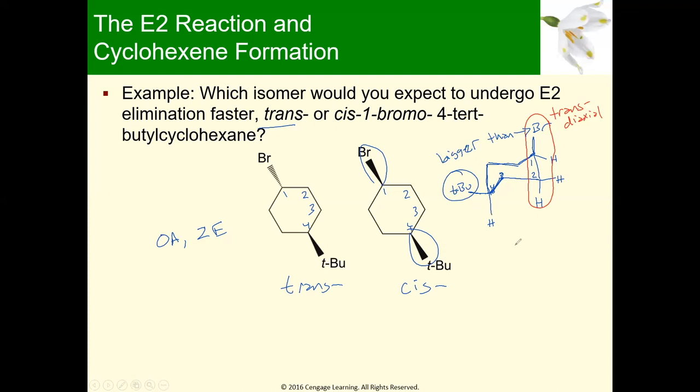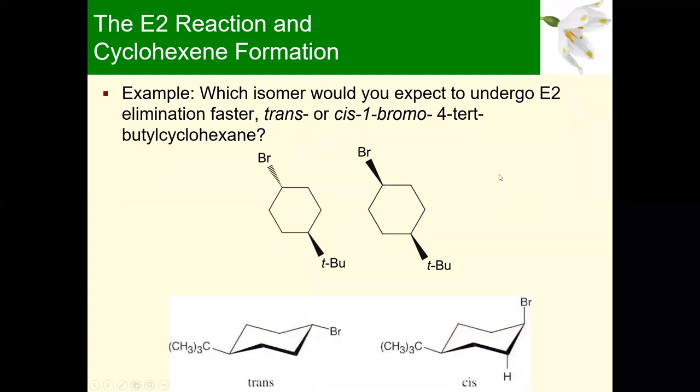If there is a chair flip, then this t-butyl would be in the axial position and the bromine would be in the equatorial position. You can't get the E2 mechanism in that situation anyway, and it's not going to be stable, because that t-butyl does not want to be in the axial position. It's less stable because it's such a big substituent, and you have to have that anti-periplanar arrangement. So yeah, of course I had them already drawn. There you go.